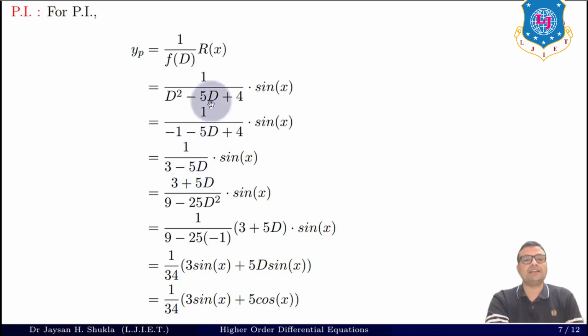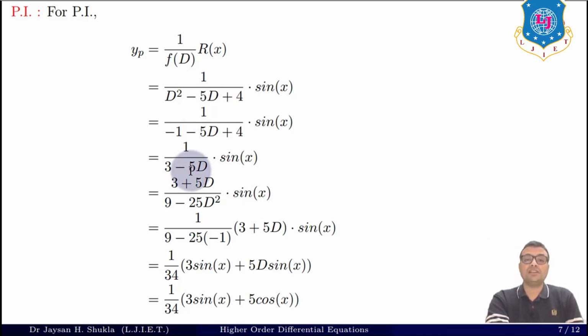Now remember here I cannot change this value of d, as we know that in case of sine and cos you can only change the even powers of capital D. So it will give you 1 upon 3 minus 5d. Now how to get rid of this odd power of d?